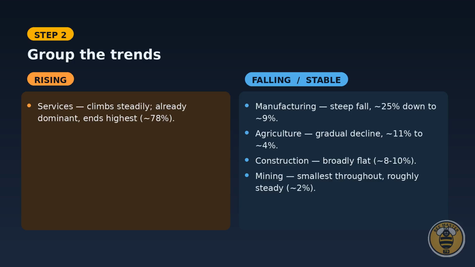Step 2. Group the trends. This is the secret to a clear answer. One line clearly rises: services, which is already dominant and finishes highest at roughly 78%. The others fall or stay flat. Manufacturing falls steeply from about 25 to about 9%. Agriculture declines gradually. Construction stays broadly flat, and mining is the smallest throughout, holding near 2%.